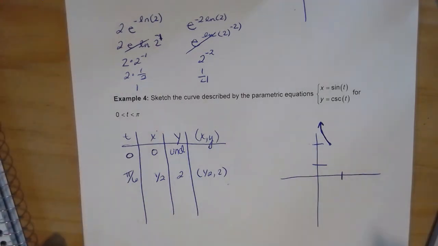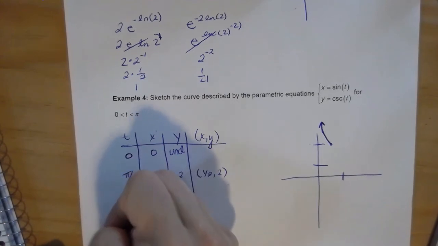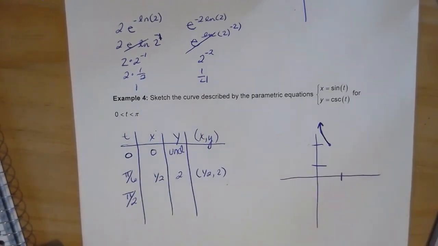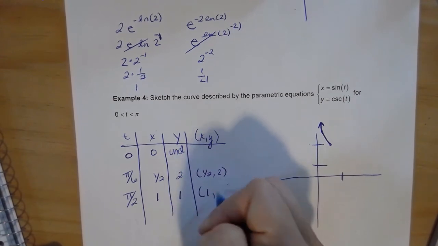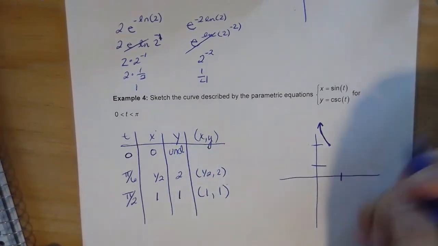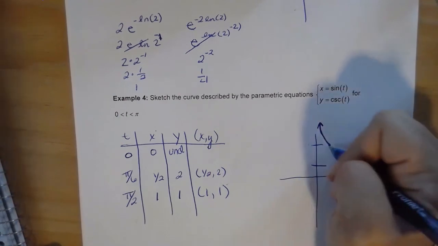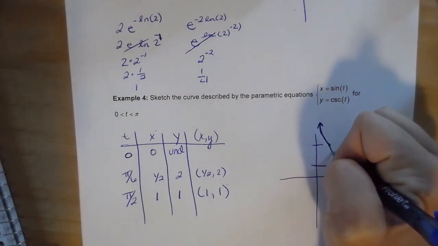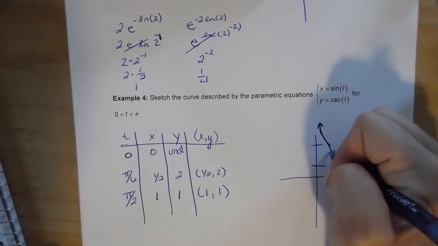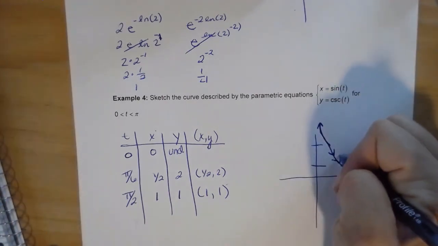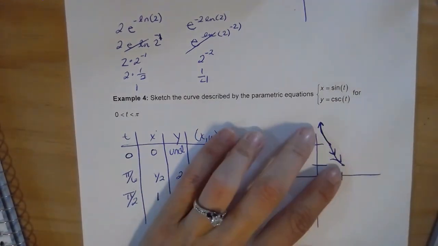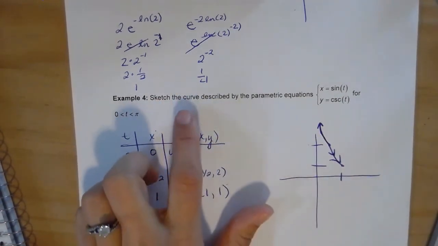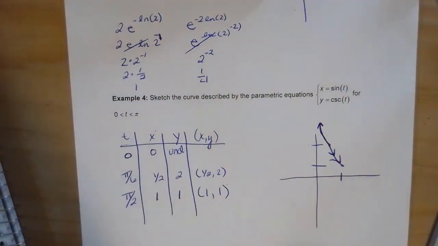So what's the next nice point for sine? Well, pi over 2 would be pretty nice. So sine of pi over 2 is 1, and the reciprocal of that is 1. So we get 1, comma, 1. Alright, 1, comma, 1 right here. So I'm going to kind of curve this. Of course, this curve looks a little bit different. Okay, and we're going in this direction. Let's keep that in mind. So maybe, if you want to graph this and keep notes, have these two different colors and then label, okay, this is where it starts and this is the direction it's going.